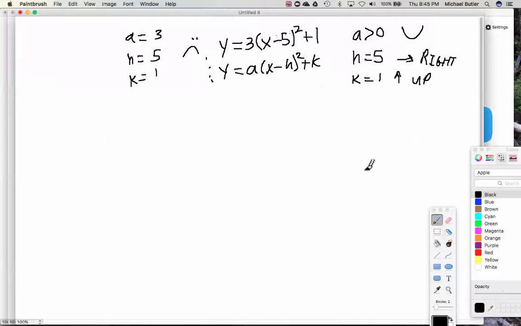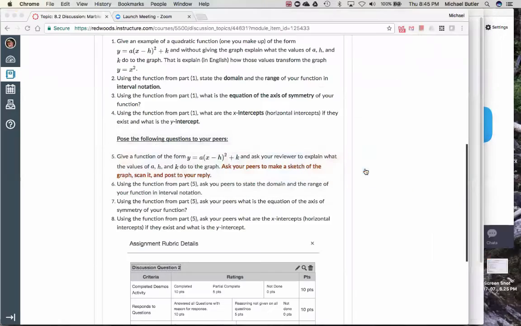So don't be shy about playing around with it on your calculator first. The same thing goes for a question that gets asked of you. When you come in to ask somebody, the first thing you should do is put that thing in the calculator and say, oh, look at that. It shifted 5 units to the right and 1 unit up, and it was 3, so it opened up a little bit skinnier. So don't be shy about using your technology to help you out.